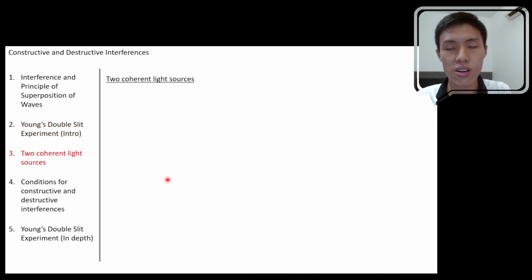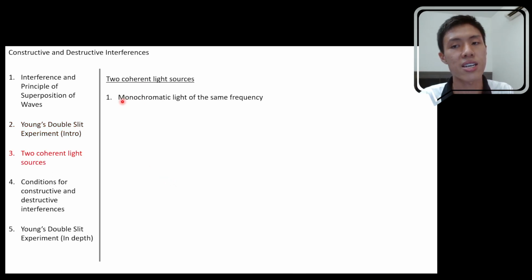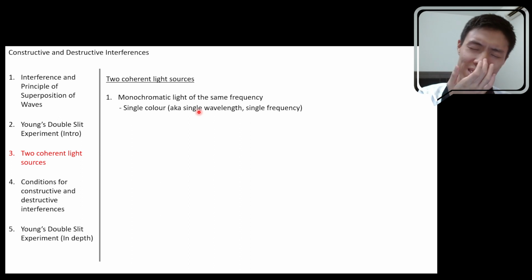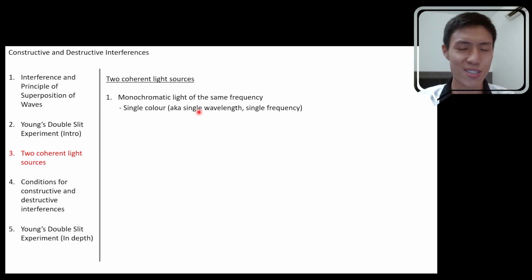So for two coherent light sources, the first element is that it has to be monochromatic light of the same frequency. Mono means single, chromatic means color. So single color. In terms of physics, color is determined by the wavelength of the light. So if you want one color only, it has to be based on a single wavelength only. This word is a bit misleading, but I don't think I want to explain further about it.